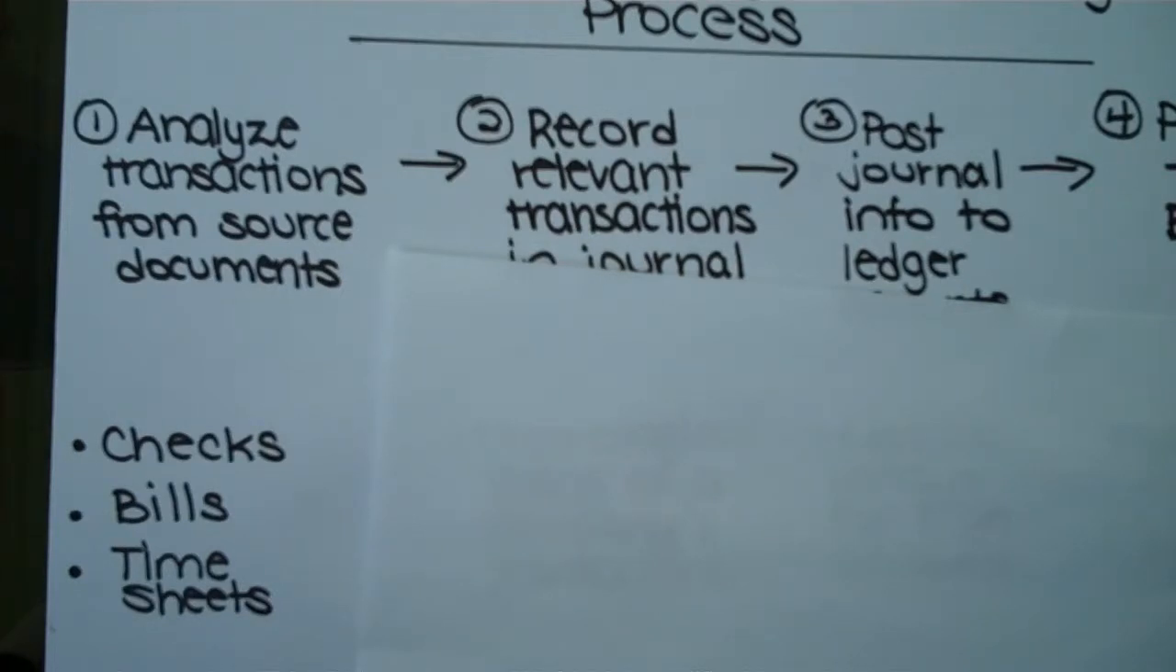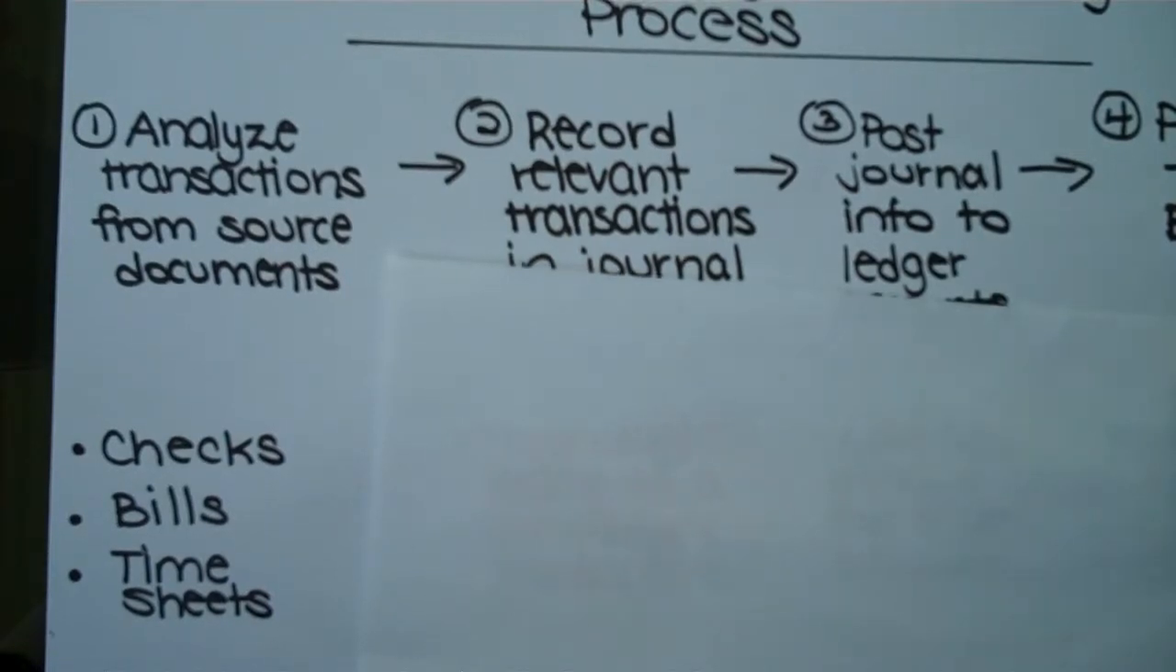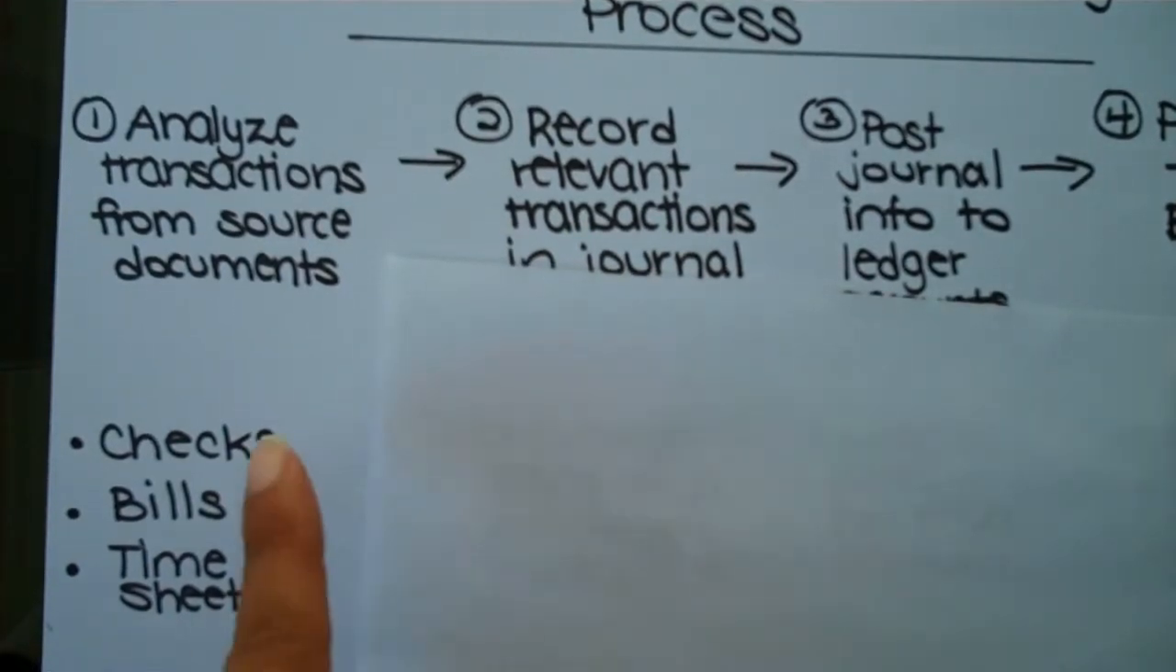Same thing with a bill. We've received some sort of goods or service, but we have not yet paid, and therefore we have an obligation to pay. Timesheet, that would be from your employees, meaning that they've put in some hours of work and you owe them for their time. So again, there will be an exchange there. Those are all examples of source documents letting you know that a transaction has occurred.